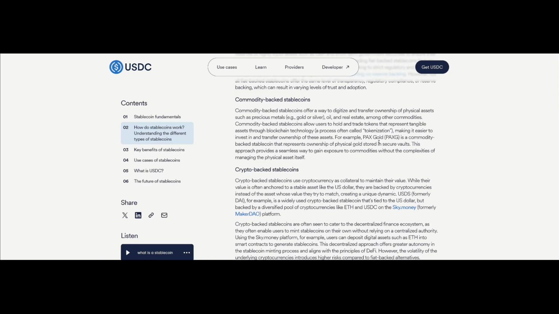For example, Pax Gold is a commodity backed stablecoin that represents ownership of physical gold stored in secure vaults. This approach provides a seamless way to gain exposure to commodities without the complexities of managing the physical assets itself. And they were there to tell you Pax Gold. You get some commodity access without managing the actual commodity, which is the gold.